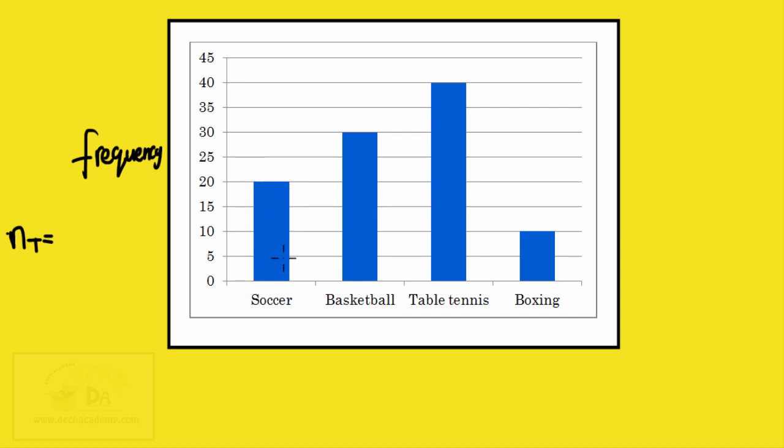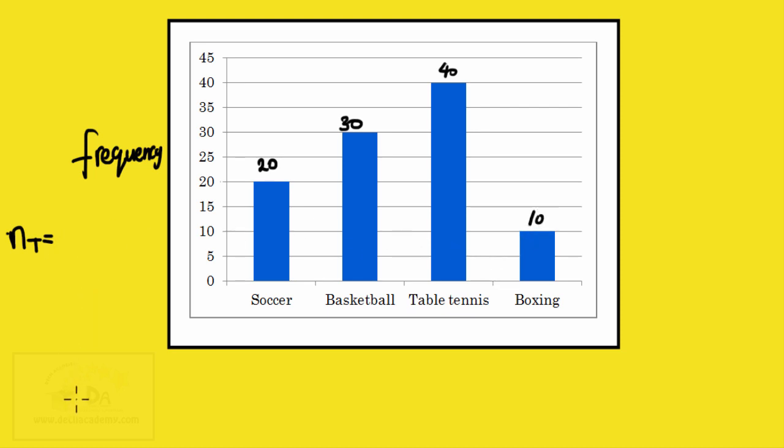Now, this first bar tells you how many people chose soccer as their favorite sport. You can determine the number of people that like soccer by looking at the frequency, and that's 20. That corresponds to the height of the bar. So this tells us that 20 people chose soccer. The second bar tells us that 30 people, as you can see from the height of the bar, chose basketball. This bar tells us that 40 people chose table tennis. And this bar tells us that 10 people chose boxing.